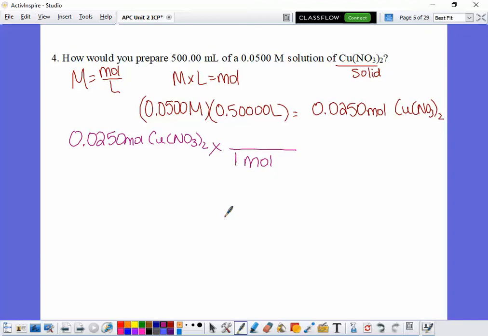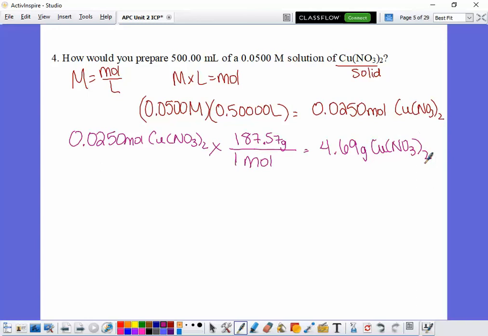It depends on what you're starting with. With this, since you're starting with the solid, you have to have grams. That's the only thing we can measure of the solid that can get us to moles. So what's the molar mass of copper 2 nitrate? 187.57. So then when we multiply those, you should get 4.69 grams of copper 2 nitrate.